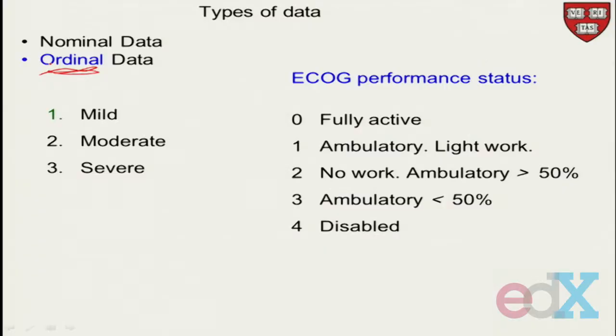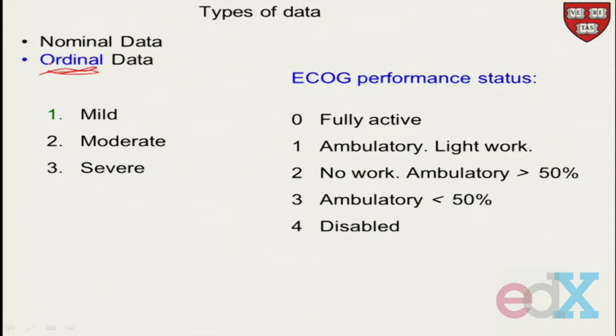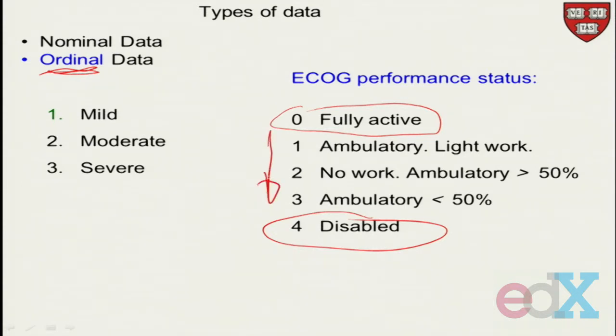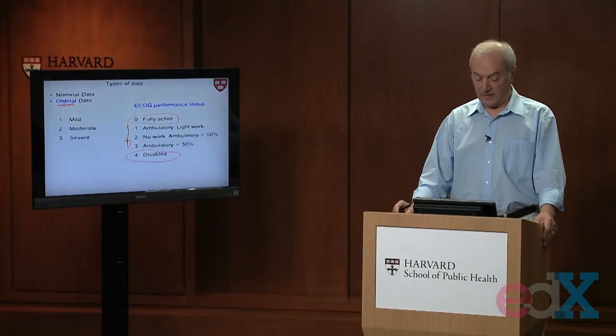Here's another example. In the Eastern Cooperative Oncology Group, which is a clinical trials group in cancer, they have come up with this 5-level classification of the performance status of an individual, and it ranges from 0, where the patient is fully active, to 4, where the patient is disabled. It progressively gets worse as you go down the scale. So here, the order is important. So this is a little bit more structured than we had with the nominal data.